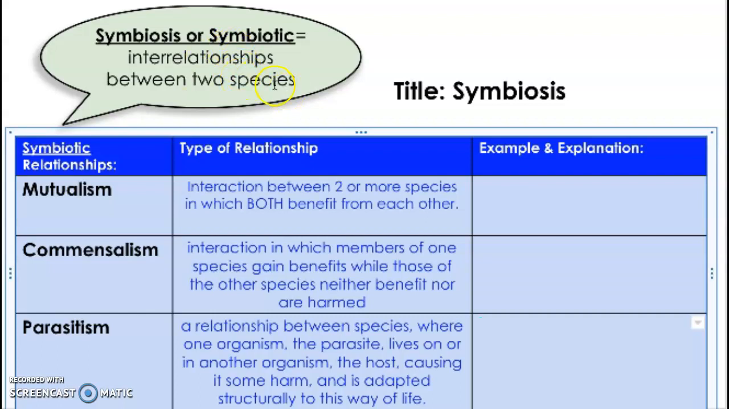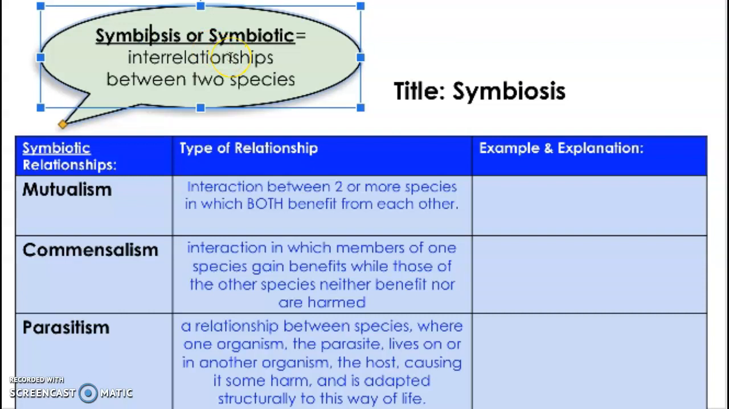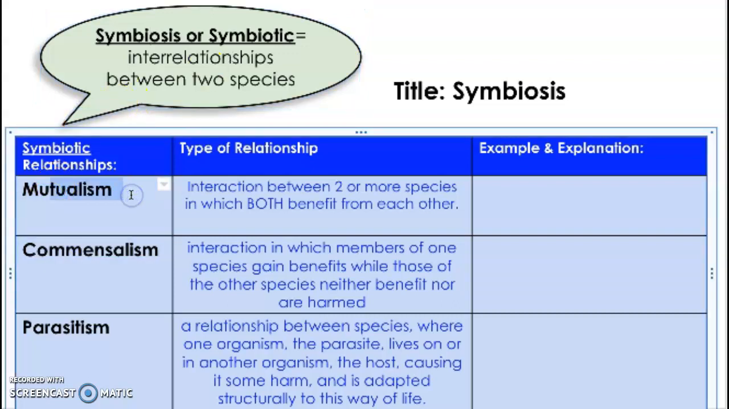Okay, so just like you guys wrote, symbiosis is the relationship between two or more species. There are three different types. The first one is mutualism. Mutualism is when two or more species benefit. So everybody benefits, everybody wins. It's a plus, okay? Commensalism, on the other hand, one organism or one species benefits and the other one is not affected in any way.